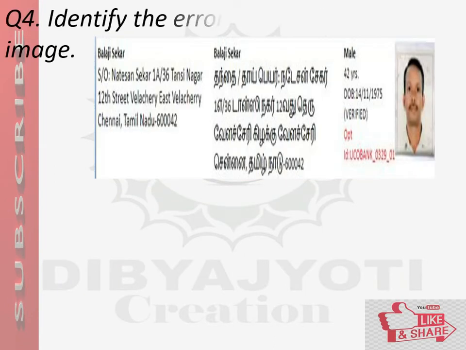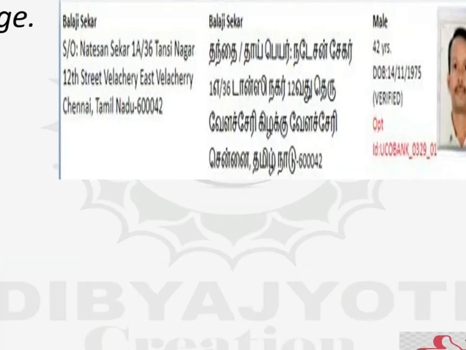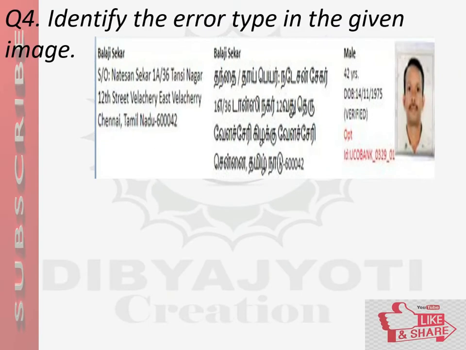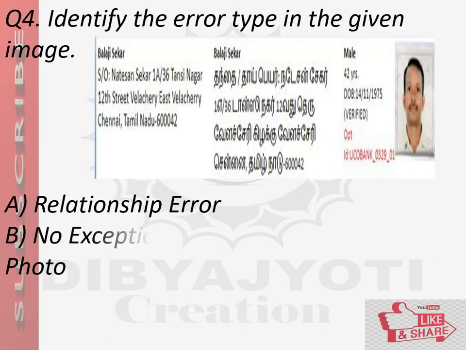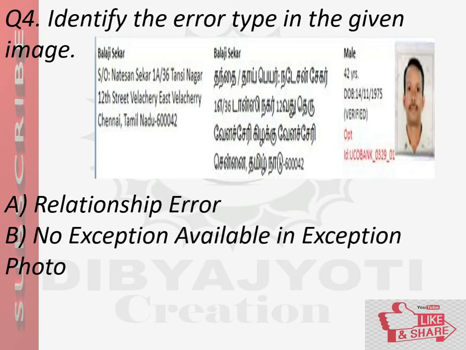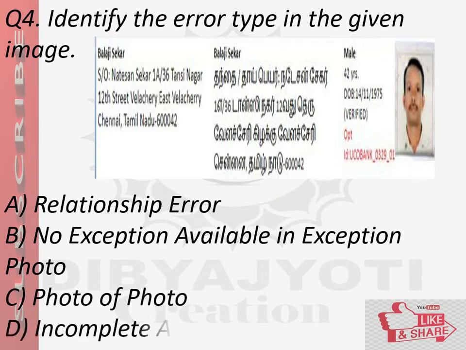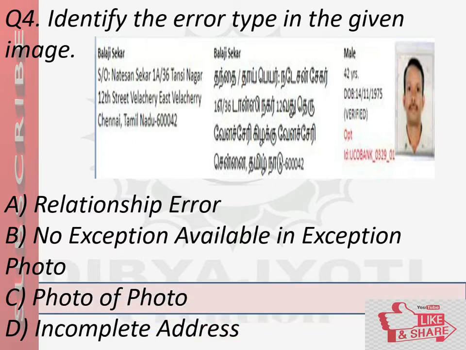Next, identify the error type in the given image. Option A, relationship error. Option B, no exception available in exception photo. Option C, photo of photo. And option D, incomplete address. And the answer is option C, photo of photo.